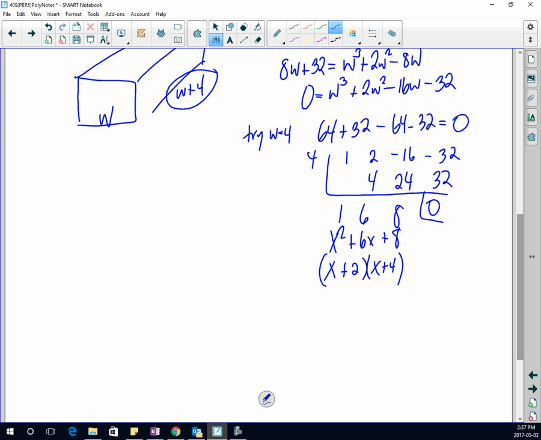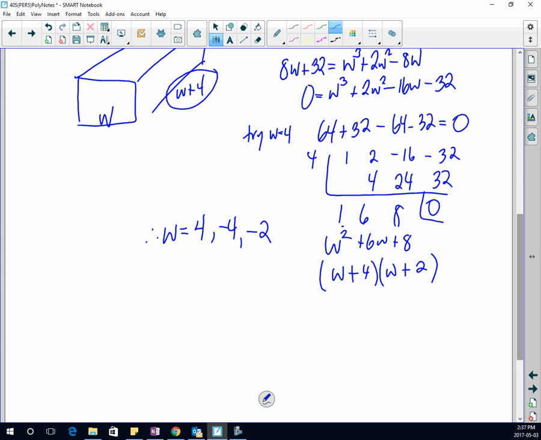It is w. What the heck am I doing? Okay, I'll try. That would be introducing a variable. So let's try again. W squared plus 6w plus 8. So that factors to be w plus 4, w plus 2. Therefore, w can equal 4, negative 4, and negative 2.